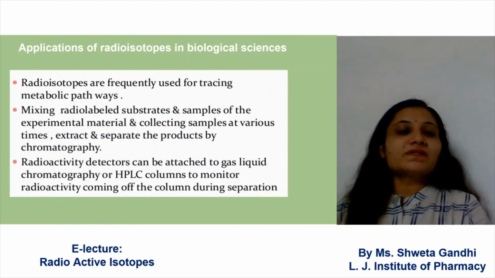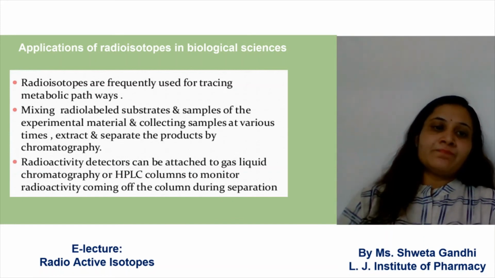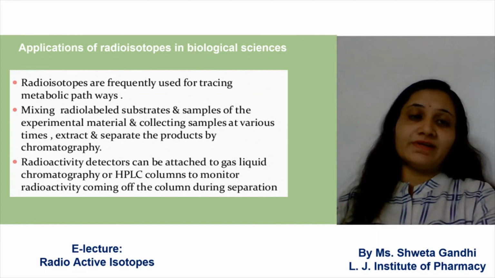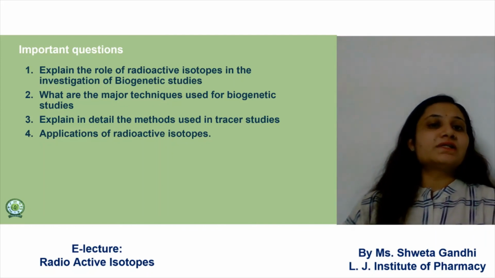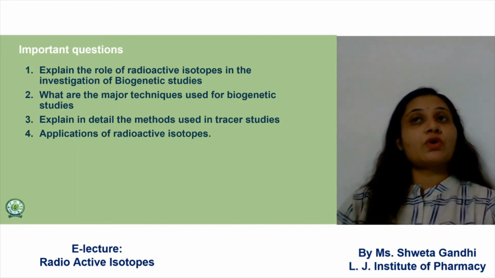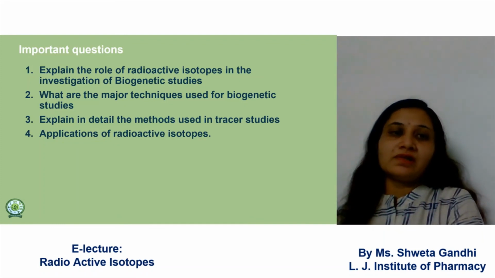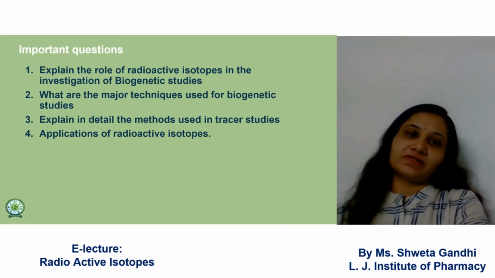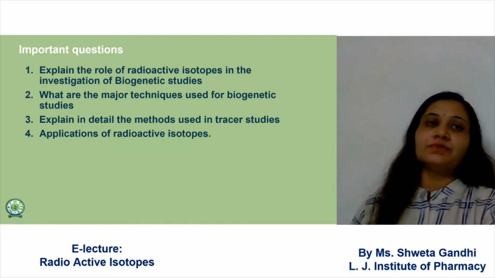Now, what are the applications of radioactive isotopes? They are frequently used for tracing metabolic pathways. A radioactive detector can be attached to GC or HPLC and evaluated easily. Now, what questions can arise from this portion? The role of radioactive isotopes in biogenetic investigation, and the major techniques I have told you about, like radioactive isotopes, precursor product sequence, grafting method and so on. Explain in detail the methods used in tracer techniques and the applications of tracer techniques. These questions may be asked, and I have already explained everything.